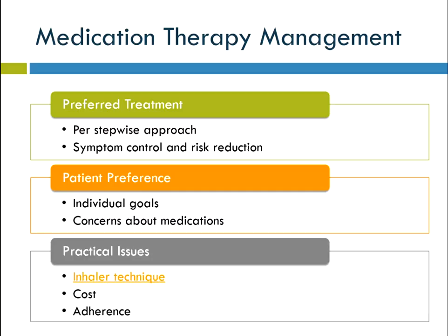And then considering some practical issues. So again, going back to that inhaler technique, considering the cost. What does their insurance cover? How much can they afford? If they can't afford it, even if it's the best option for them, are they going to take it? No. So if we give them something they can't afford, then what are they taking? Nothing. Okay? And then considering adherence as well.